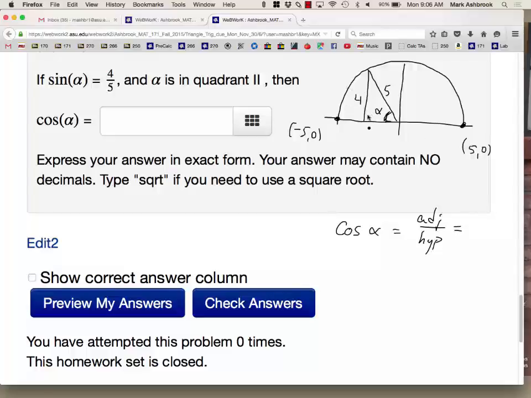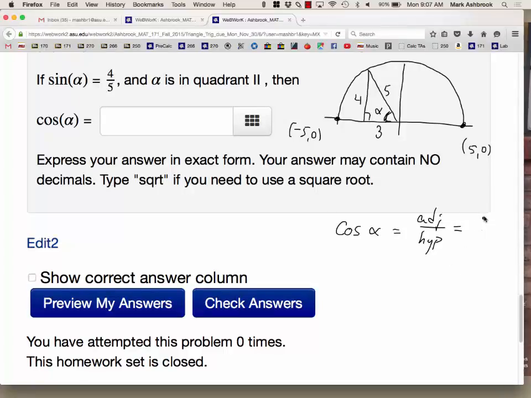And so we need to solve this triangle, right? We can use the Pythagorean Theorem and get this other leg. So adjacent squared plus 4 squared equals 5 squared. And we could solve for that right there using the Pythagorean Theorem. And we would get 3 if we did that. This is a very common right triangle, 3, 4, 5 right triangle.